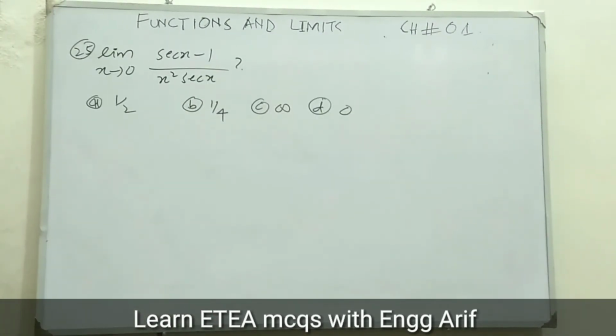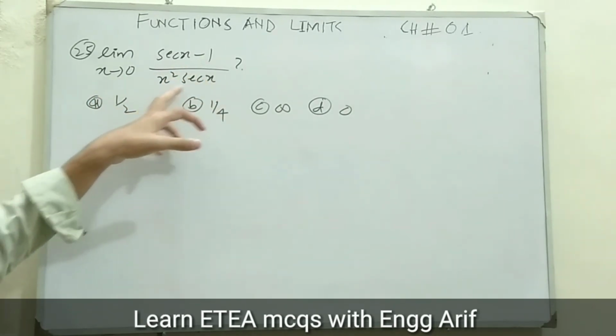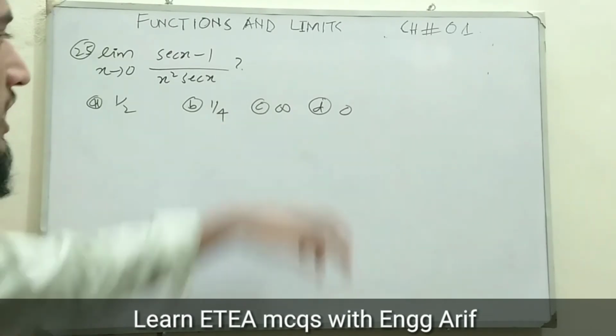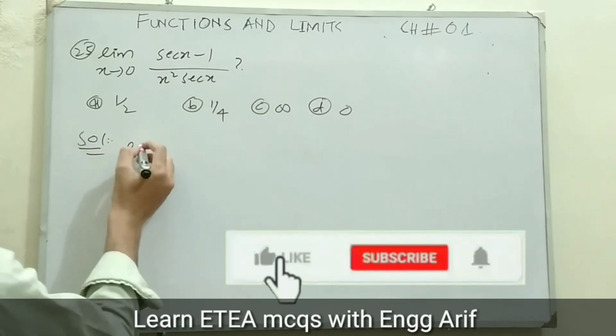Now move toward MCQ number 25. It asks: limit x approaches 0, find the value of (secant x minus 1) over (x square secant x). Option A is 1 over 2, B is 1 over 4, C is infinity, and the last option is 0. Move towards the solution of this problem.